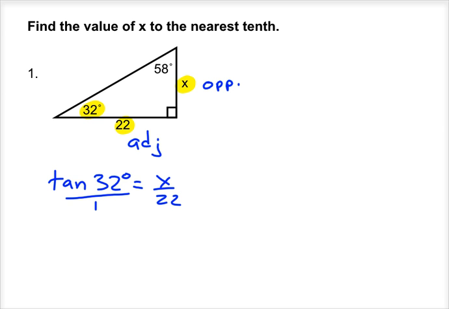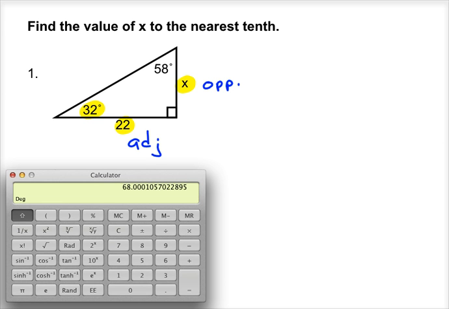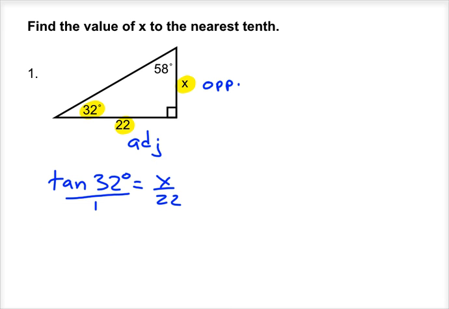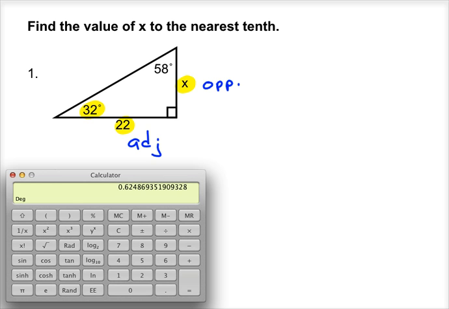So now I need to know what's the tangent of 32 degrees. I grab my calculator, type in 32 degrees, hit tangent, and I'm going to use 4 decimal places: 0.6249. So 0.6249 equals x over 22. If I cross multiply, I get x equals 0.6249 times 22, and I get 13.7478. I'm just going to round that off to 13.7 since the directions wanted the nearest tenth.